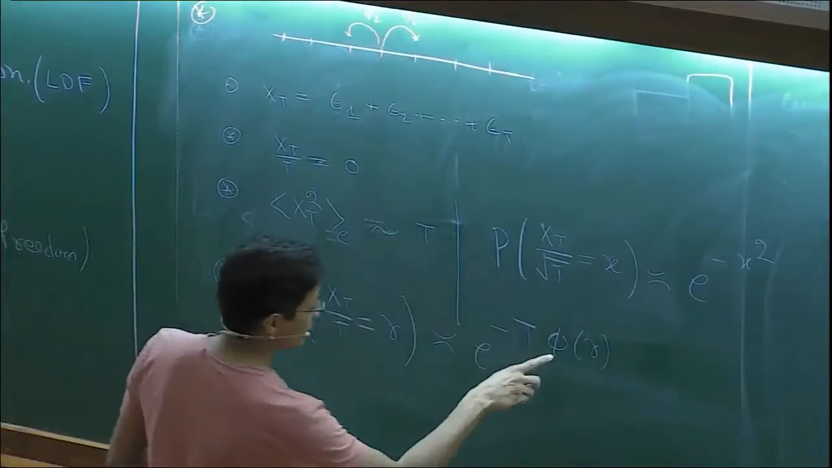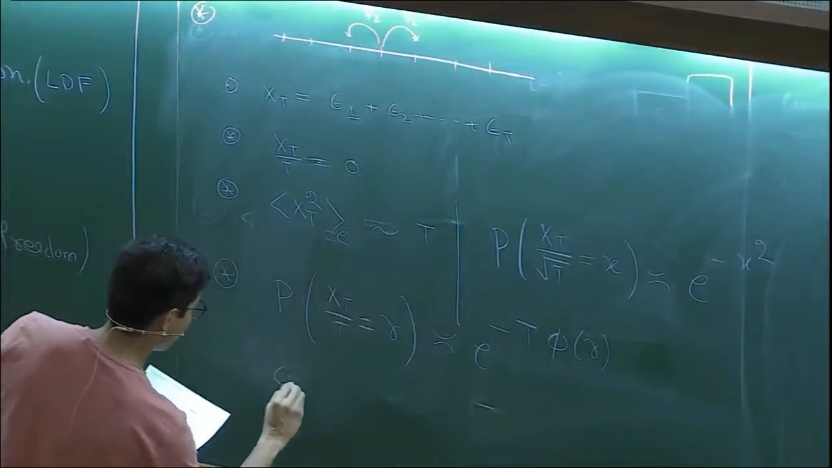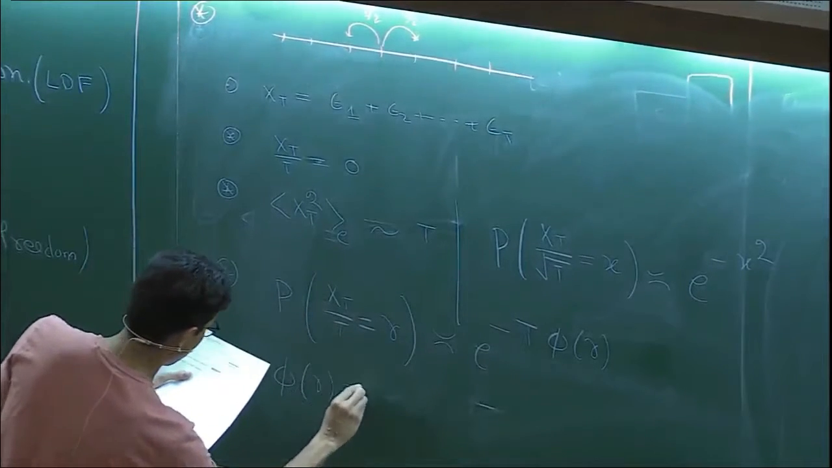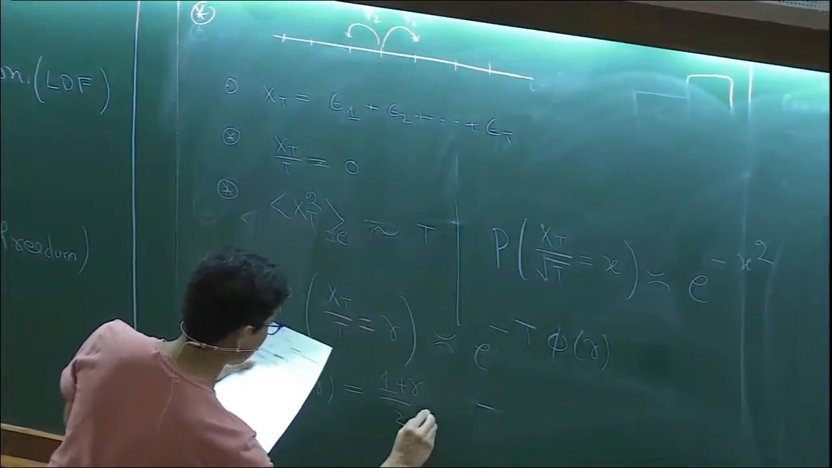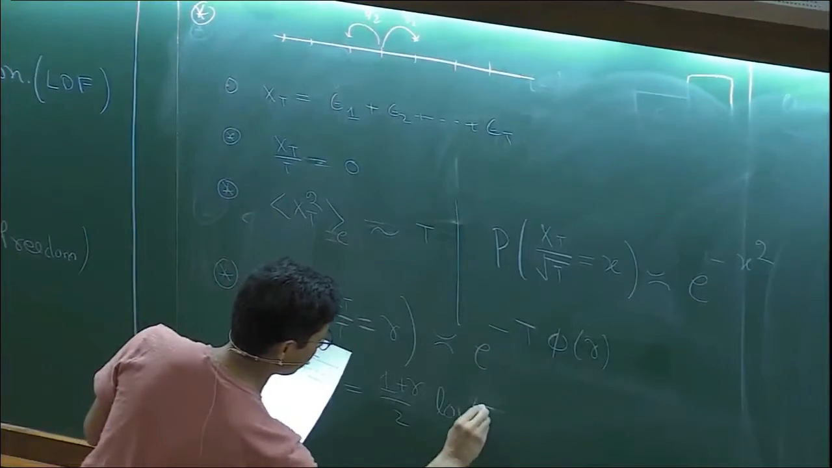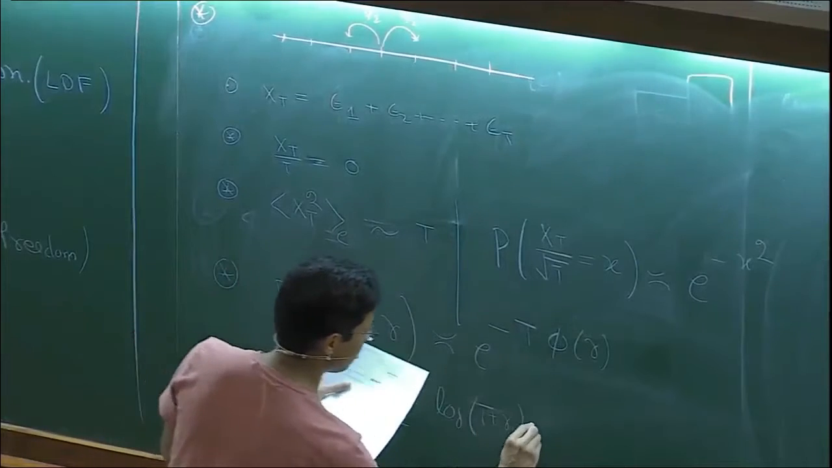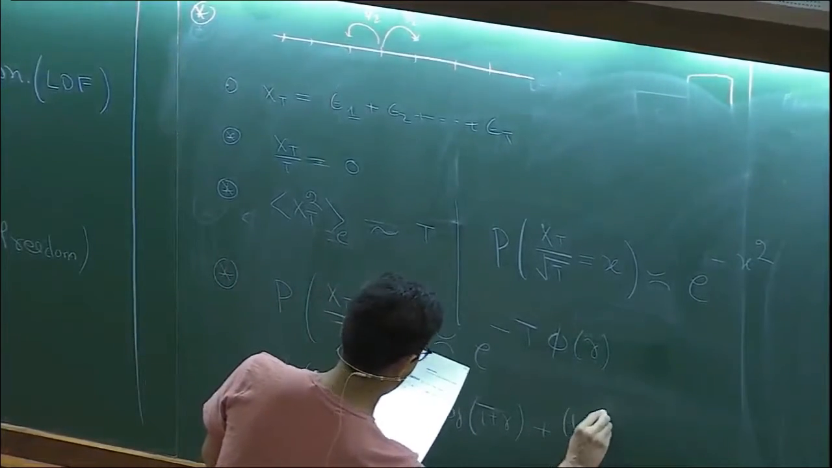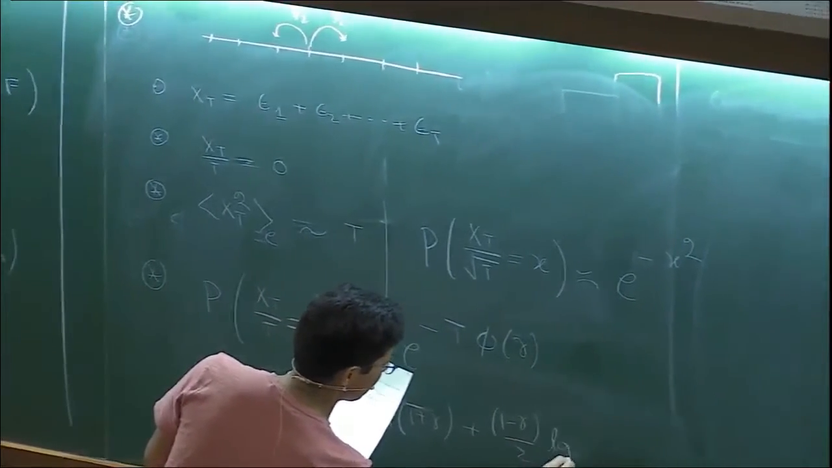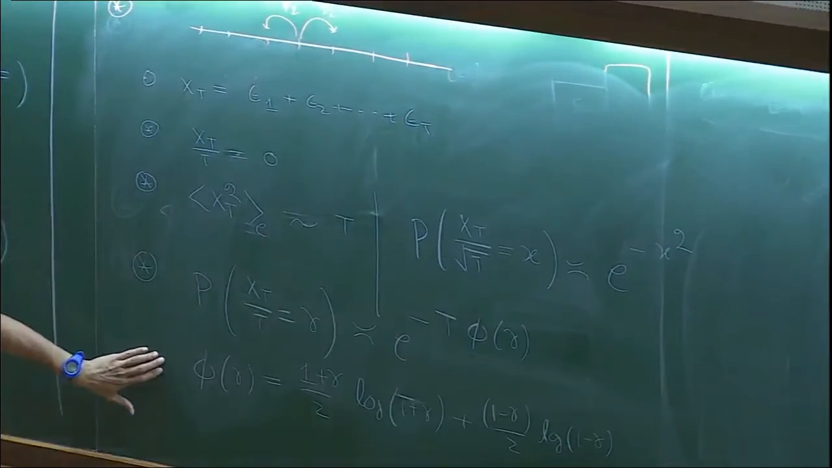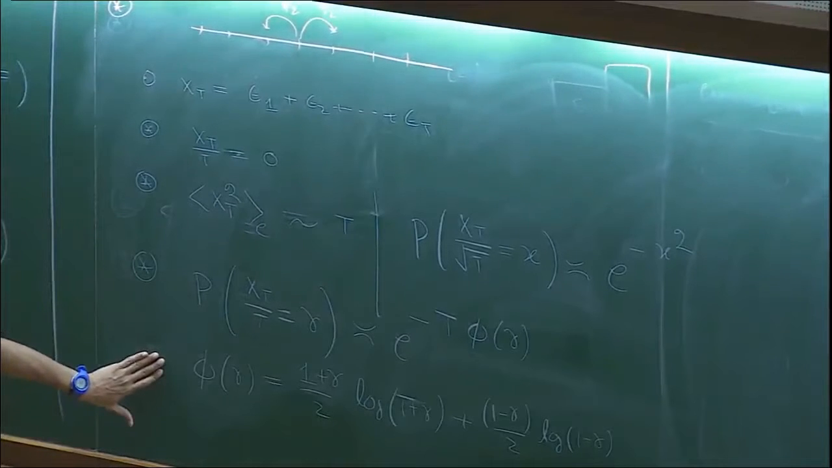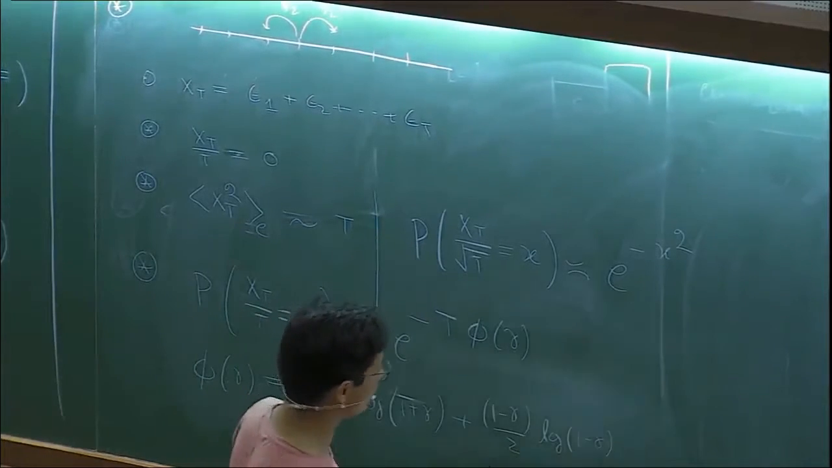Okay. So the result is that phi of r is (1 plus r) divided by 2 times log of (1 plus r), plus (1 minus r) by 2 times log of (1 minus r). And this one could very easily show starting from the well-known binomial distribution of the random walker. And so this you should try in the tutorial.